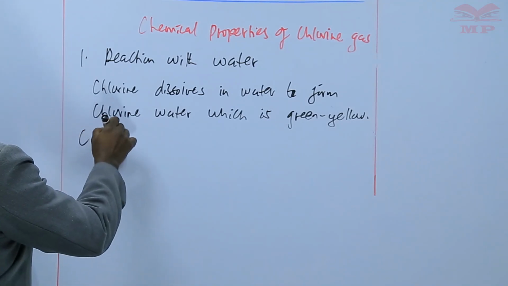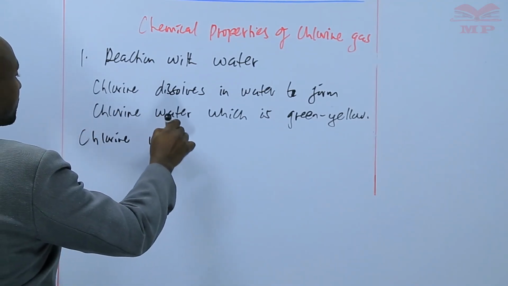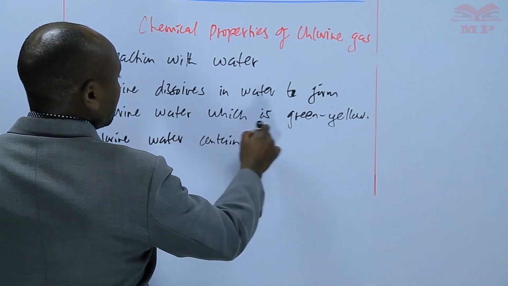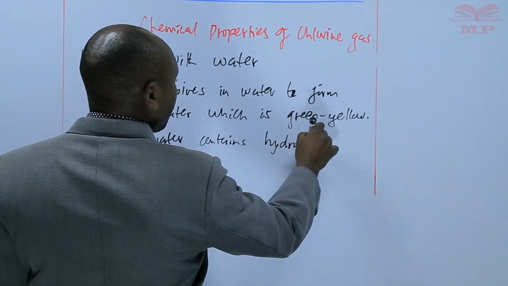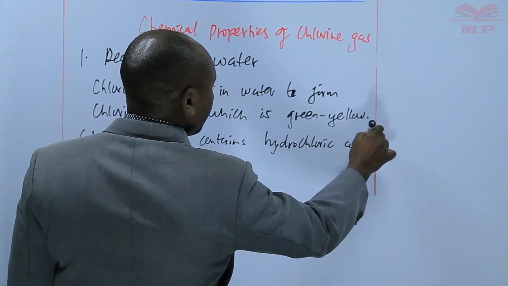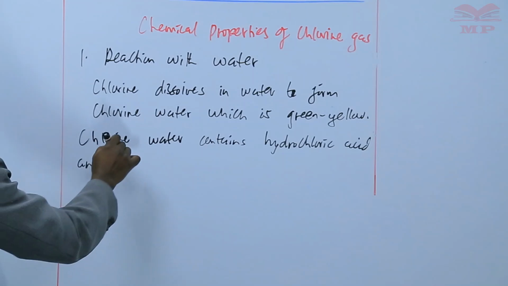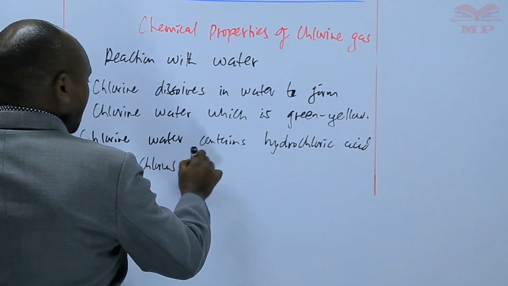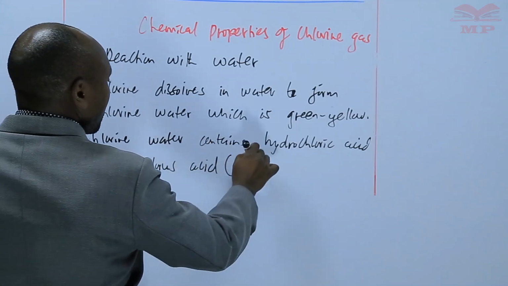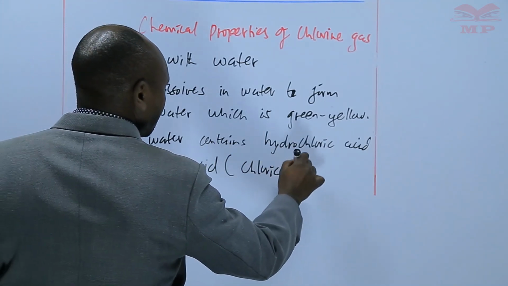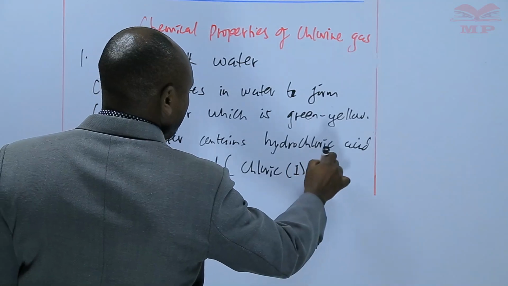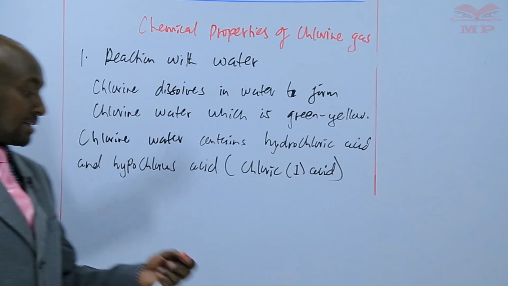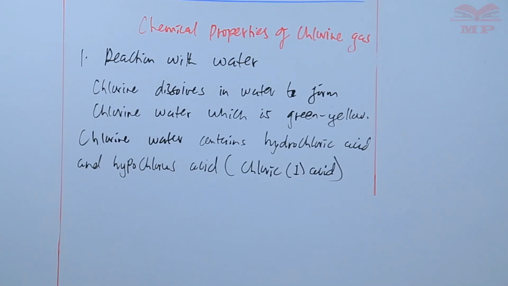We can further say that chlorine water contains hydrochloric acid and hypochlorous acid. Hypochlorous acid is what we are calling chloric 1 acid. So we can use the word hypochlorous acid or chloric 1 acid. And this is what happens.